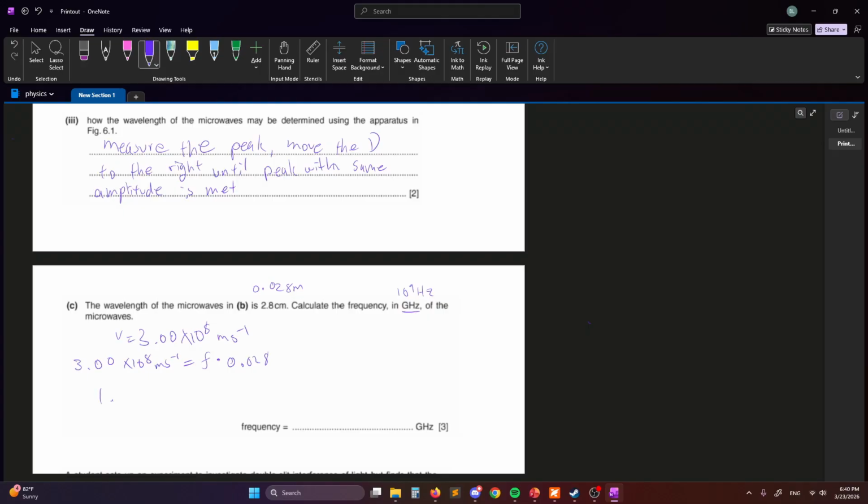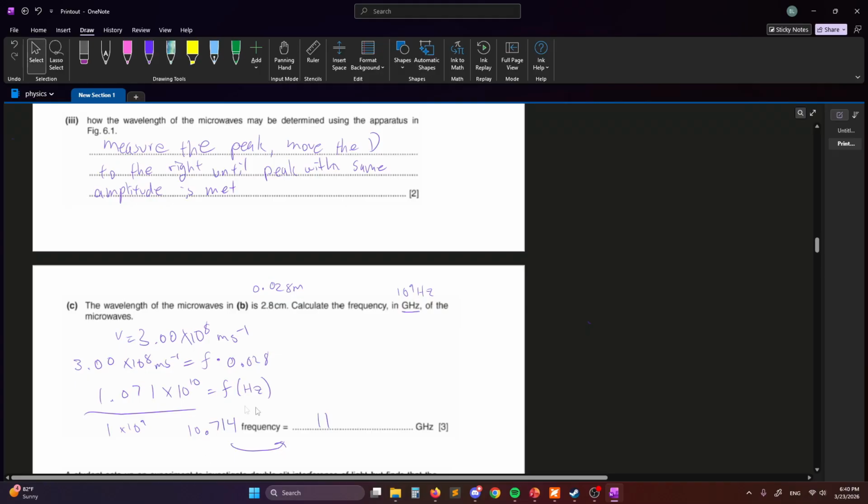And this is going to be 1.07. Let's do an extra sig fig. 10 to the 10 is equal to F. Remember that this is originally in hertz, right? And we have to convert it to gigahertz, so we're just going to divide by 1 times 10 to the 9. And then we get 10.714. And then for the final answer, we're just going to round it to 2 sig figs. So it's going to be 11 gigahertz.